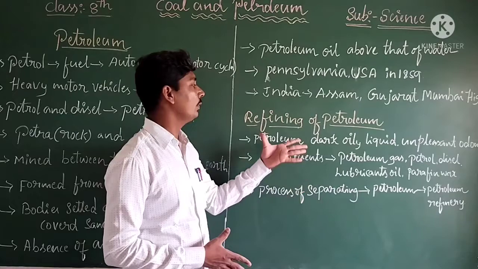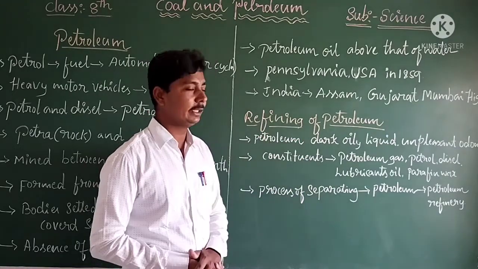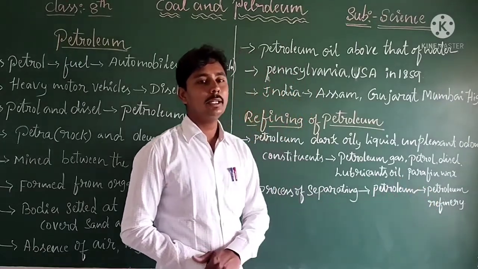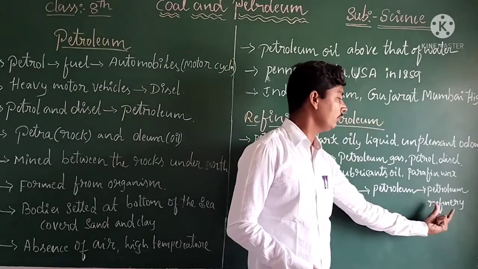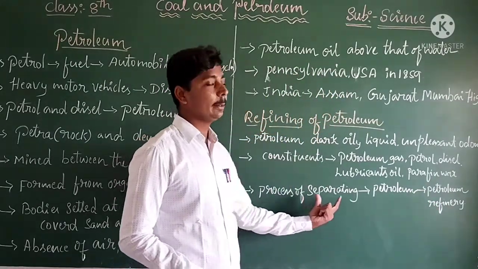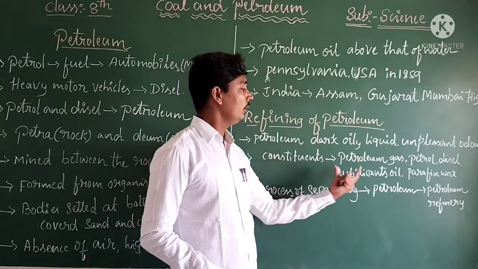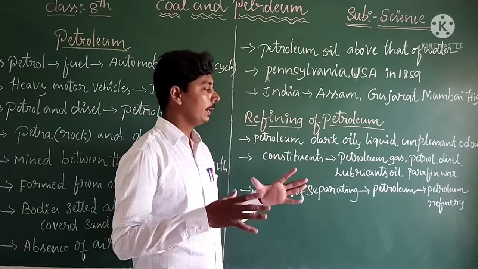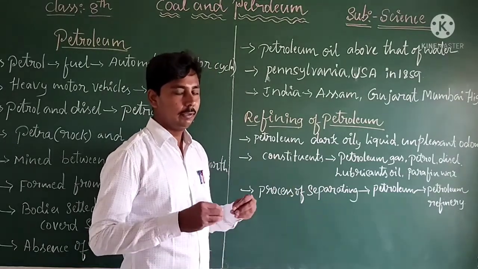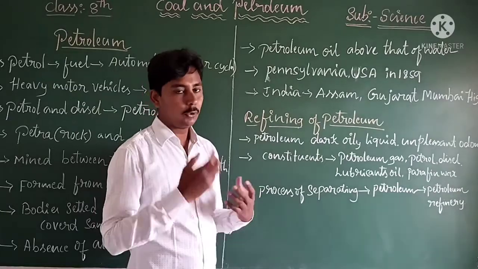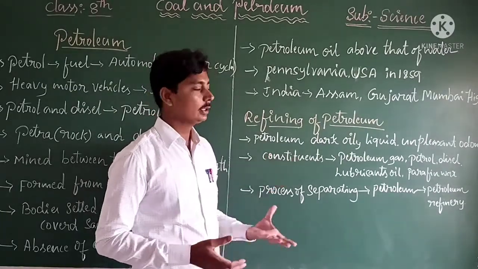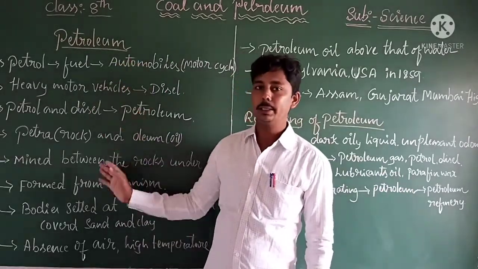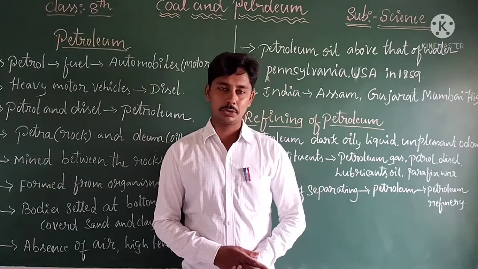The process of refining, separating constituents from petroleum, is called petroleum refinery. It means the process of separating constituents from petroleum is called a petroleum refinery. This petroleum refinery produces constituents that we use. Petroleum is one of the exhaustible natural resources.